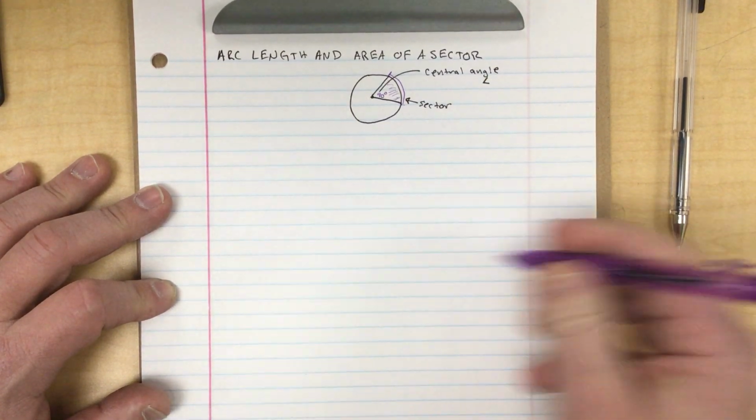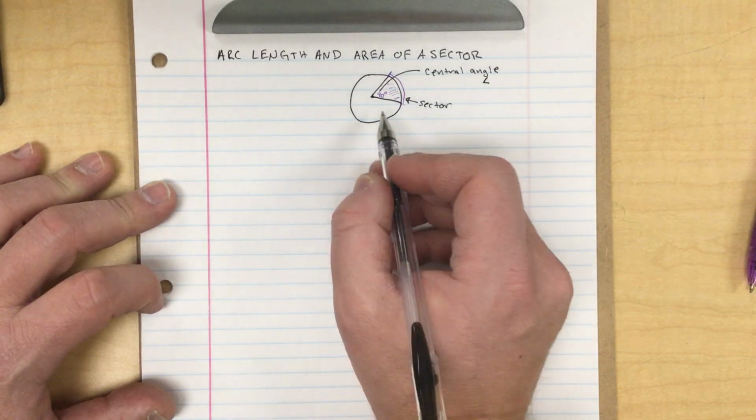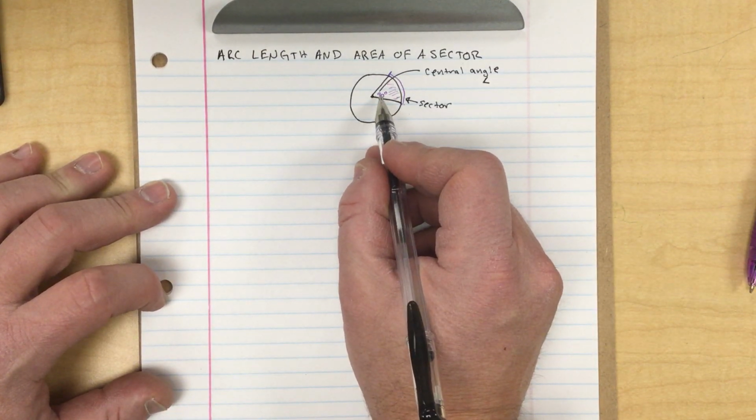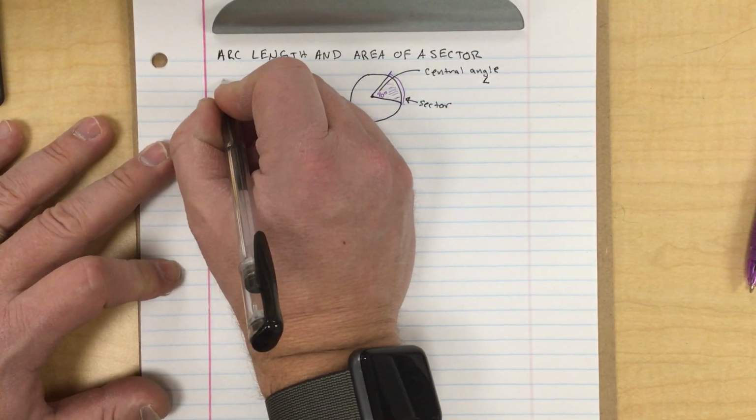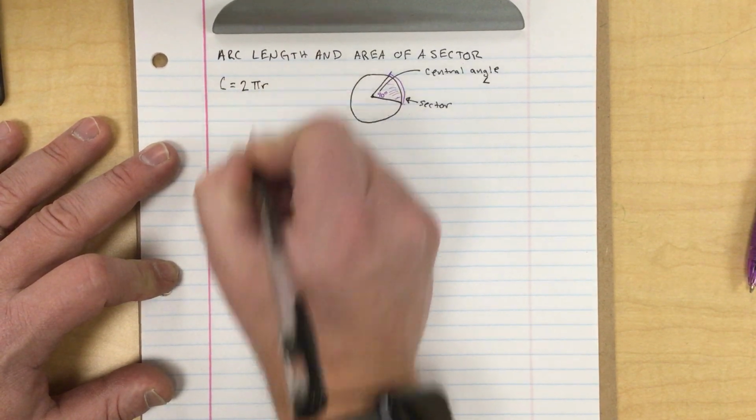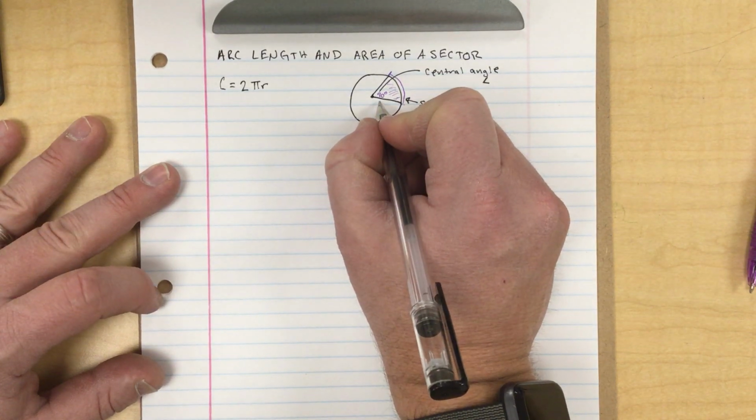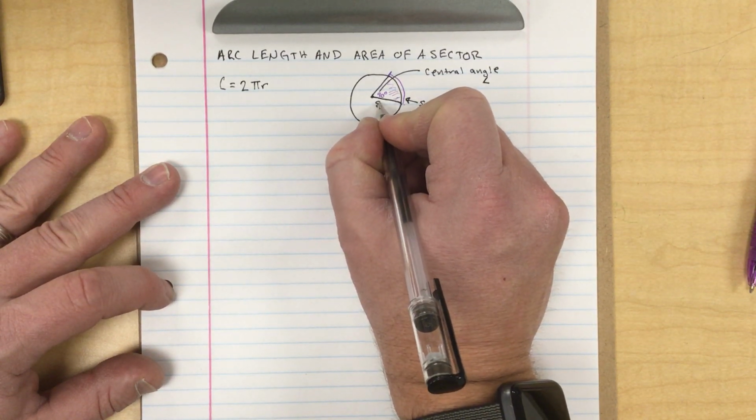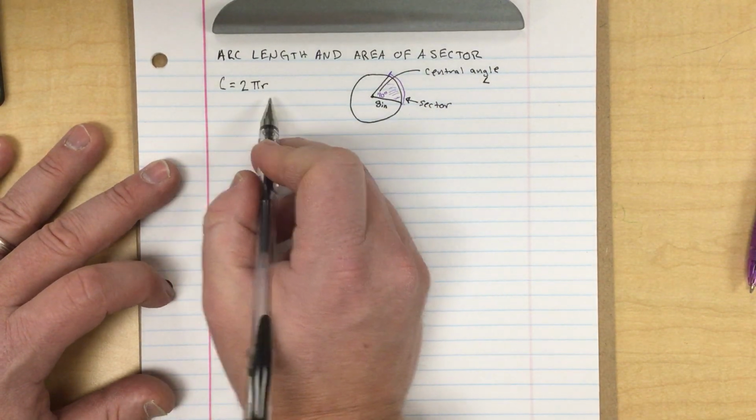If it's 90 degrees, that makes it a lot easier to find the area. But we need the central angle to find the arc length and to find the area. So first of all, remember circumference equals 2 pi r. Now what's r again? R is this radius, and we'll call this one 8 inches. Again, we like to have that label.